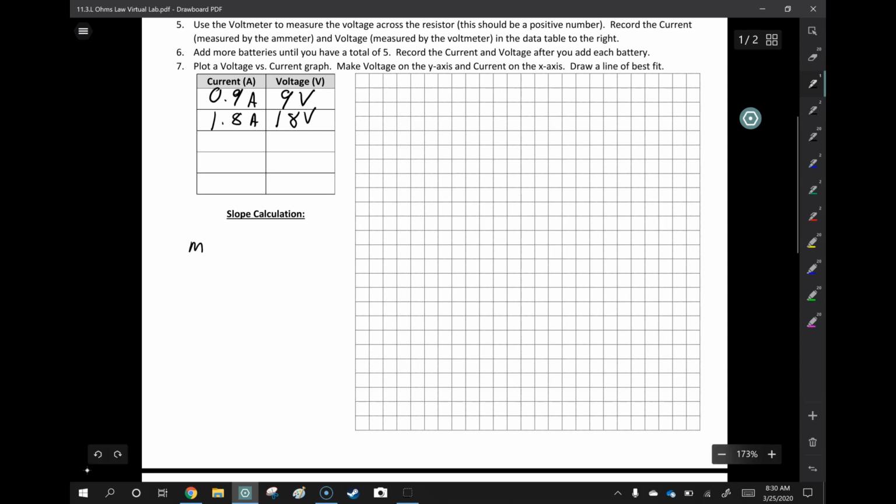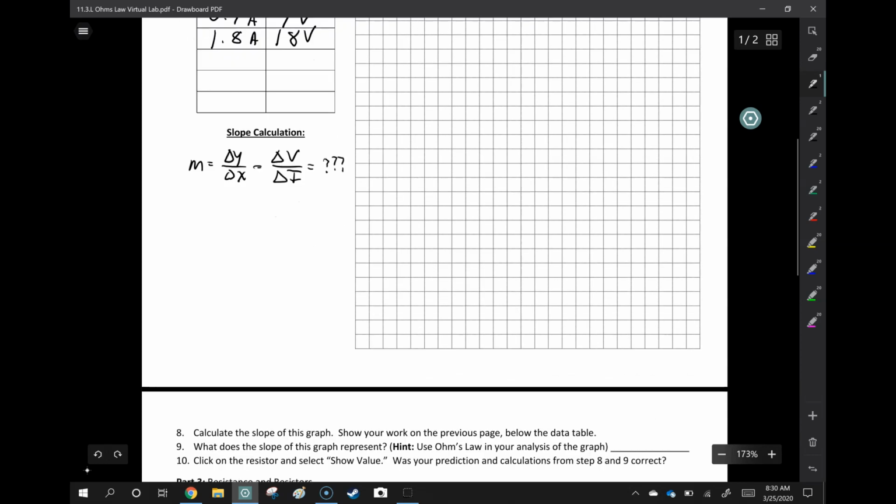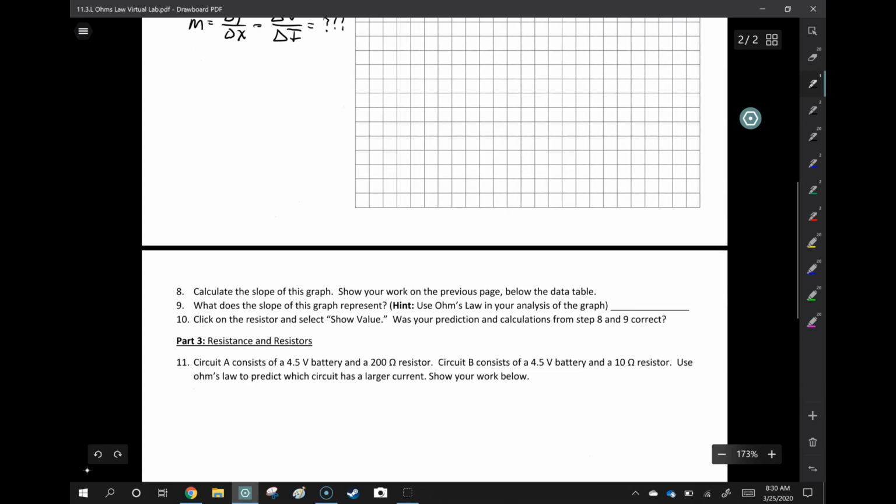Remember, slope is the change in y over the change in x. And the y values are going to be the voltage divided by the current. So what is voltage divided by current equal to? It's in your reference table. All right, 8, that's what it is. Calculate the slope of the graph. Show your work on the previous page.